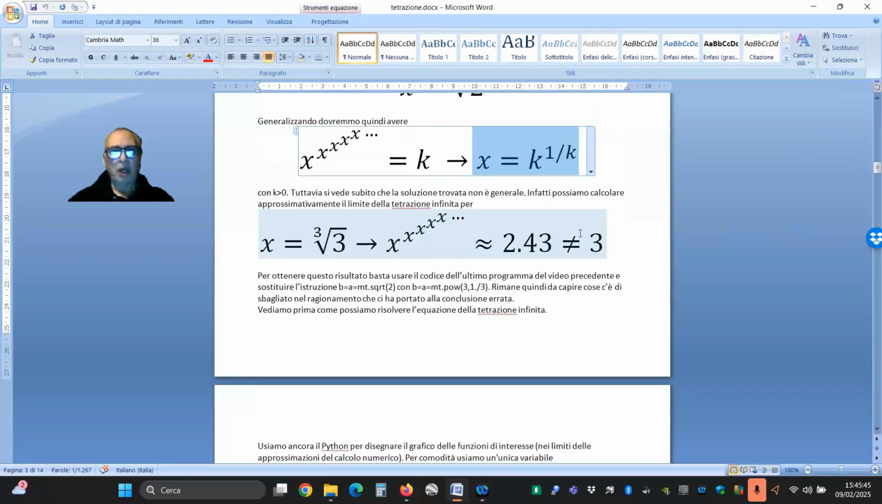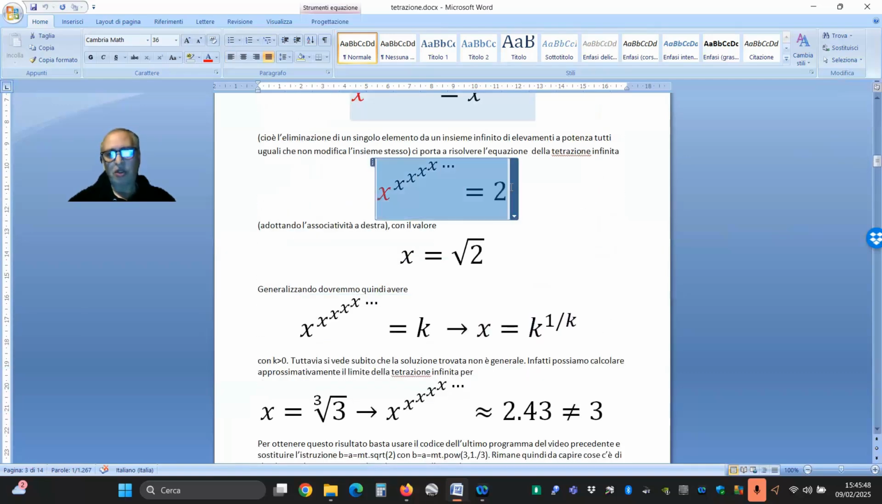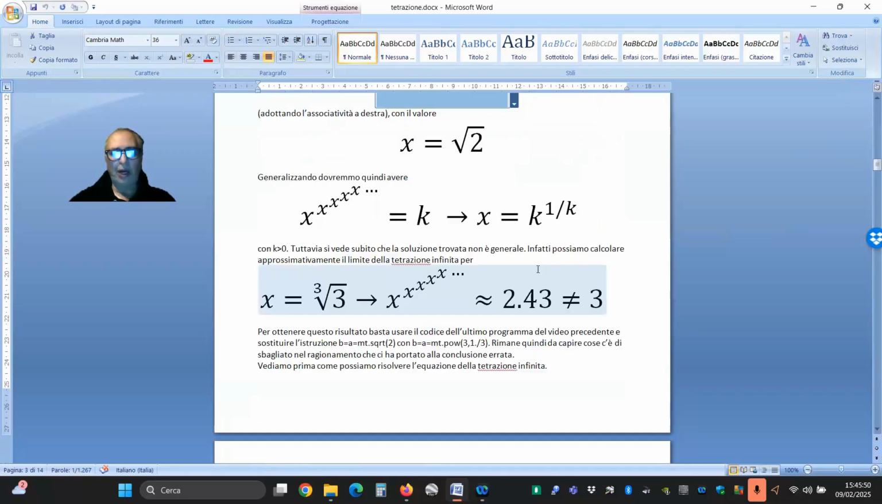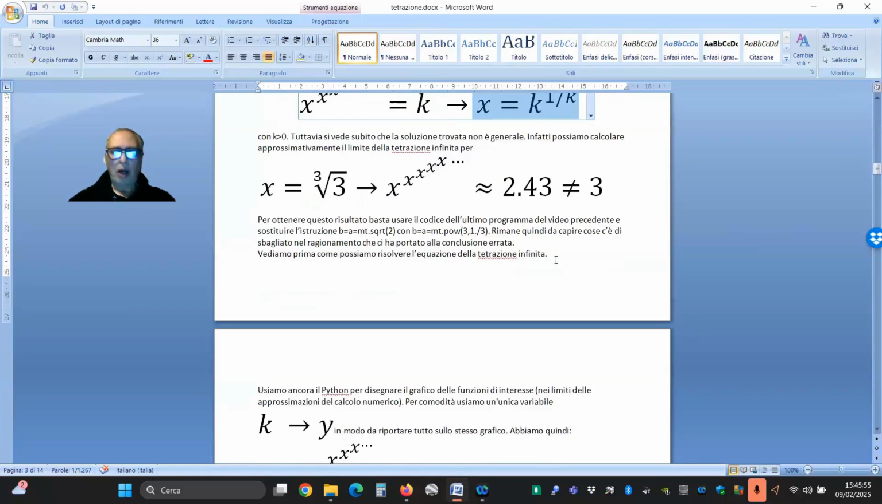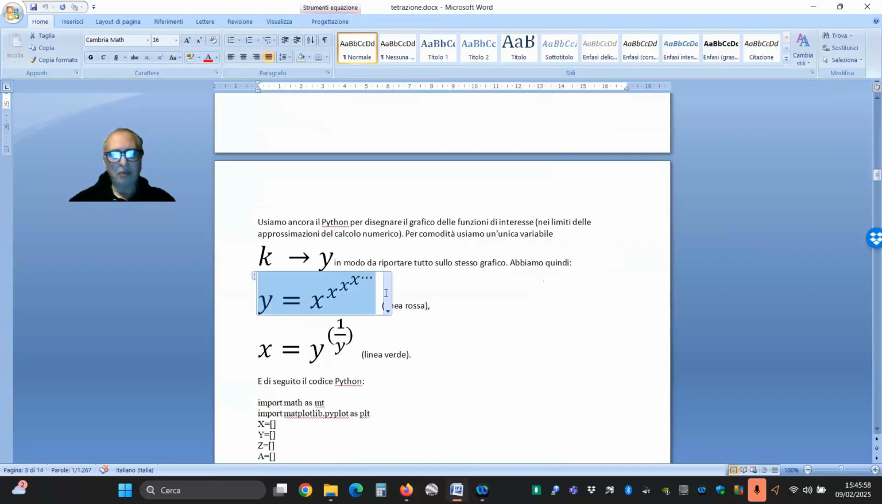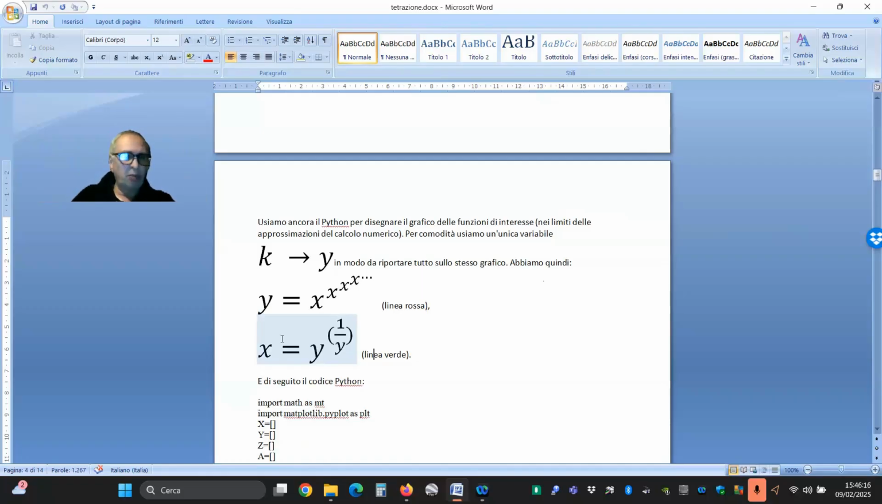So to see what can be done, how this problem can be solved, let's use Python, and this time let's use Python's graphics. That is, let's try to graph both functions. Which functions? The equation of infinite tetration on one hand, and what should be the general solution? This one. So our first function, which we will see expressed by a red line, is that of infinite tetration.